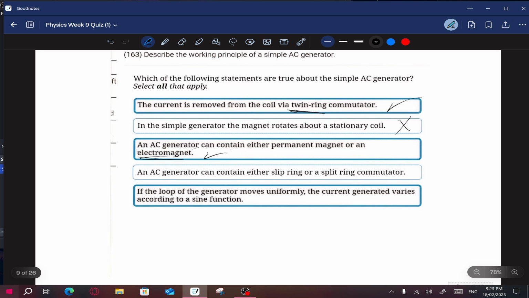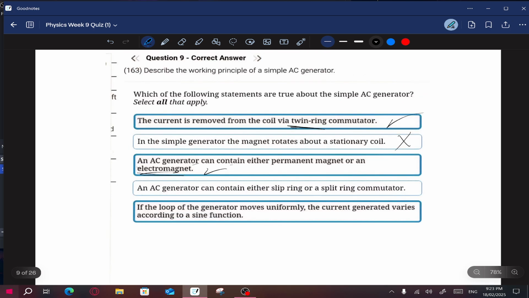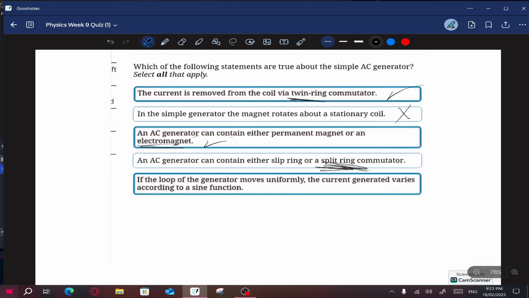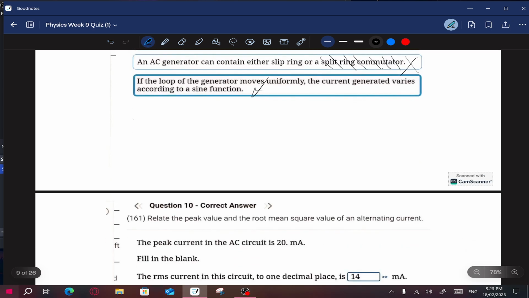An AC generator can either include a slip ring or a split ring commutator. As we saw in the previous question in generator B, they used split ring commutators, right? They use split ring commutators for the DC current with the brushes. So this is incorrect. This part can only be used for the DC, so this is wrong. If the loop of the generator moves uniformly, the current generated varies according to a sine function. Yes, as this is AC. AC, remember, is a sine graph or a sine wave.